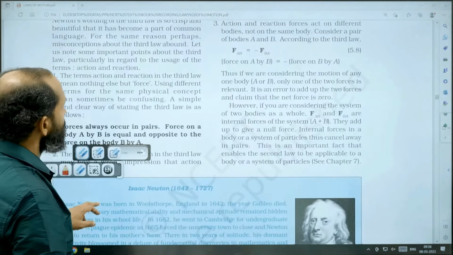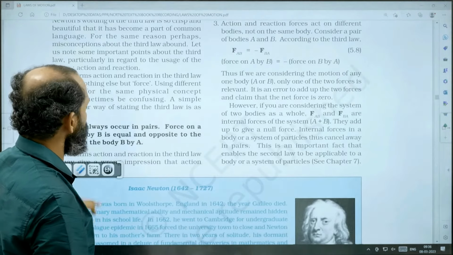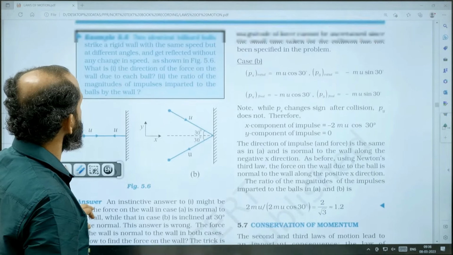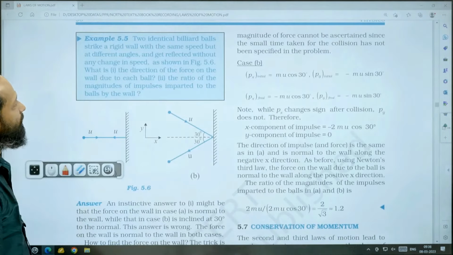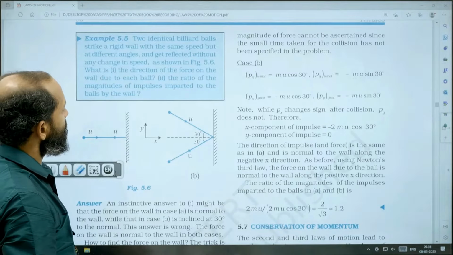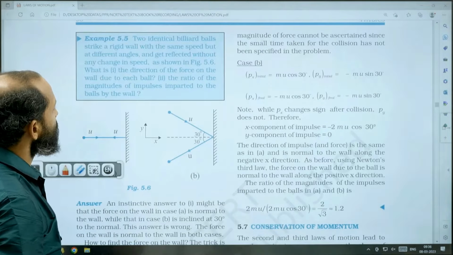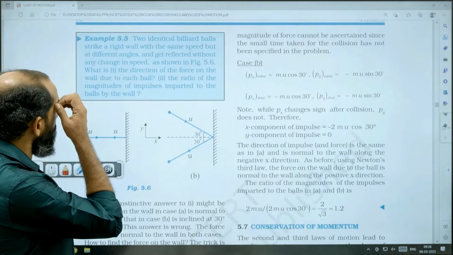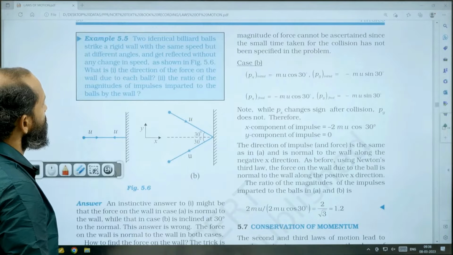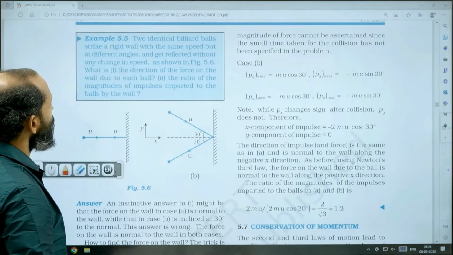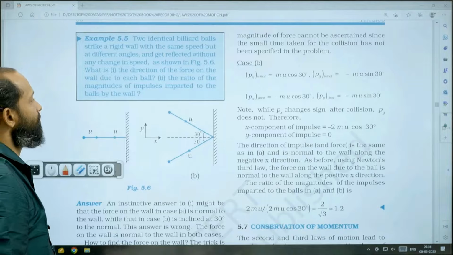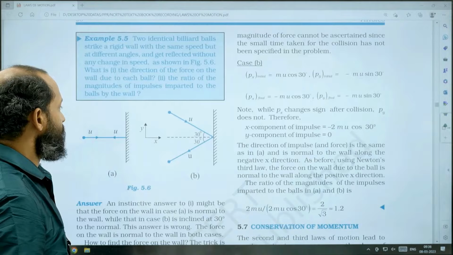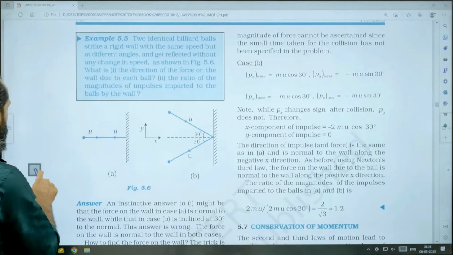Again, Newton's third law, all that we have discussed so far. Now, this example is also important. Two identical billiard balls. Based on this, last year's mains paper questions were asked. Then the ball is reflected without changing its speed. What is the direction of force on the wall due to each ball? The direction of force is the direction of change in momentum of the ball. What is the direction of change in momentum here?